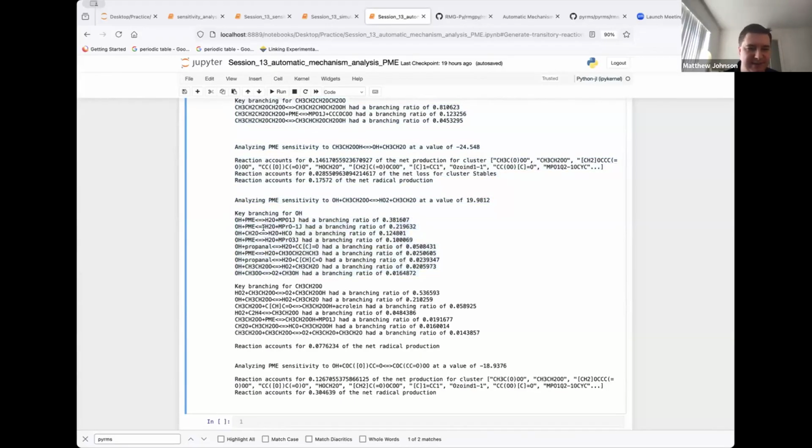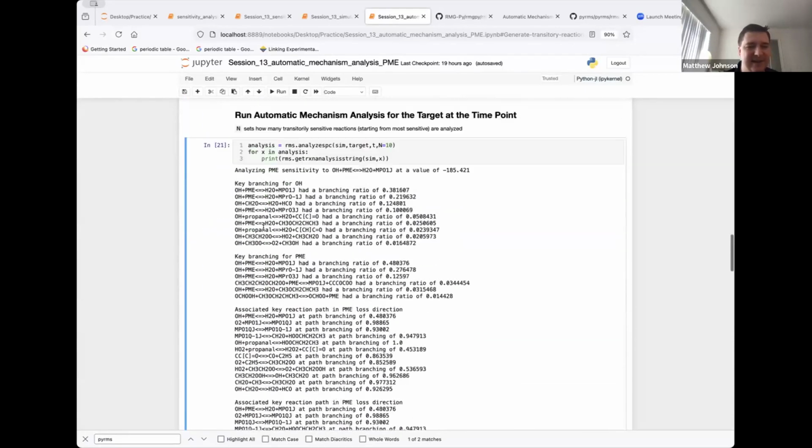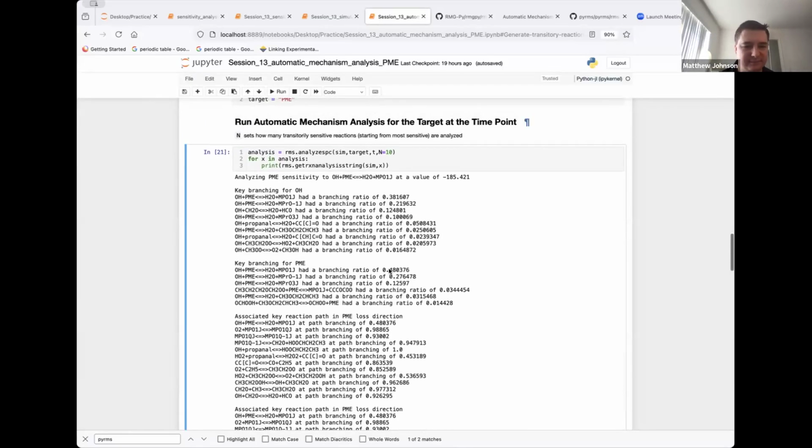Nominally, this can be very helpful for these large mechanisms when you're trying to figure out what's going on and what stuff you should be looking at, especially if you're not very experienced and don't have a good chemical intuition for a lot of this stuff yet. Any questions on this notebook?